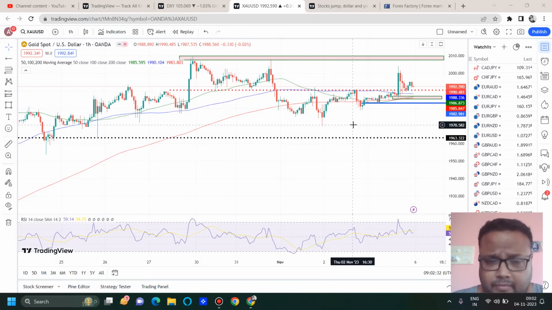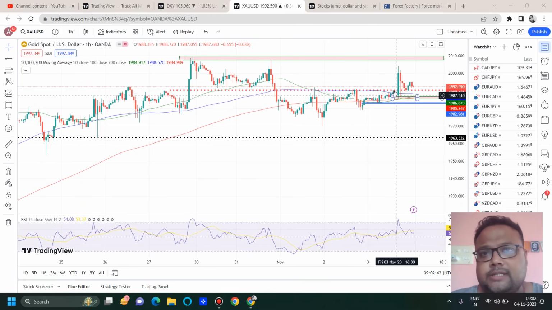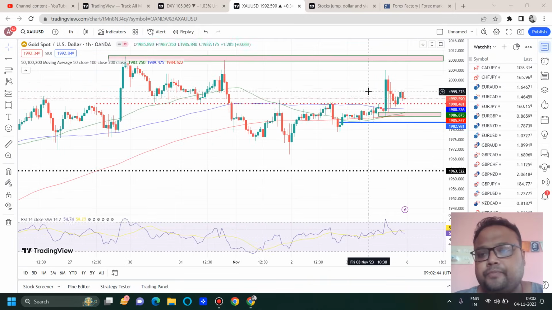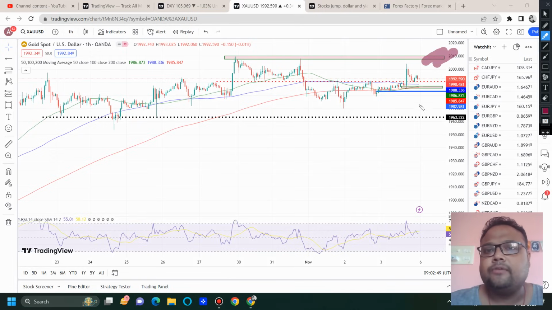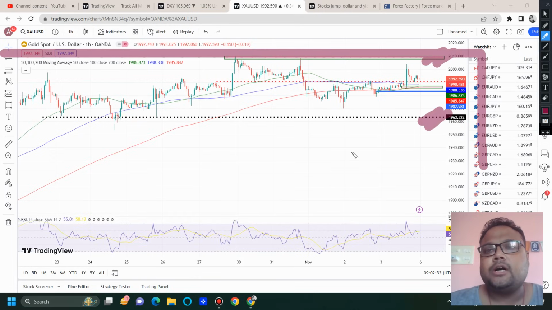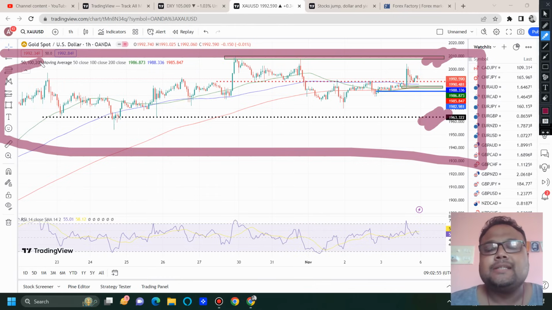In case the market drops sharply by next week, 1960-63 will come to the rescue as support, and if gold starts going up, then obviously 2010 will act as the resistance. The range is still the same here. So if you are a swing trader, if you are a positional trader, you can look for a sell around this level, and a buy around this level. Because if you look at the chart of gold carefully, we can still see a sideways market. This market is not trending.